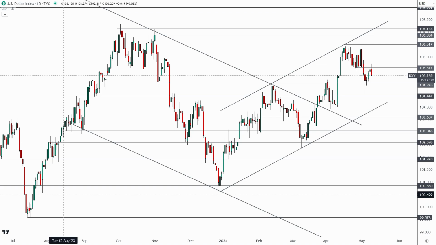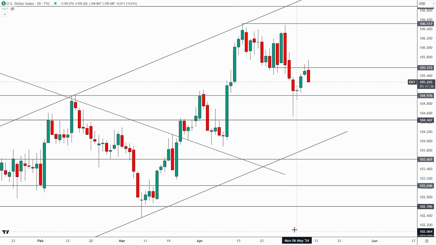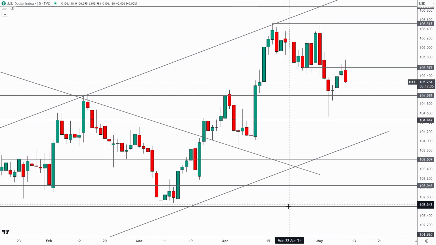Now, if you watch recent videos, this is what we've talked about for the DXY. 105 is a critical level. Okay, so this is critical support down here. We can see this held as support back on Friday last week and again on Monday. So this area up here, 105.6, this is what I talked about in recent videos, including yesterday's.